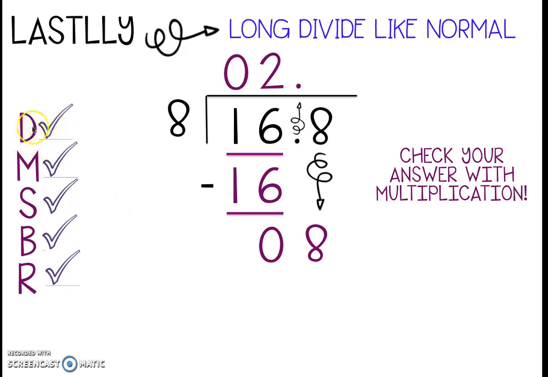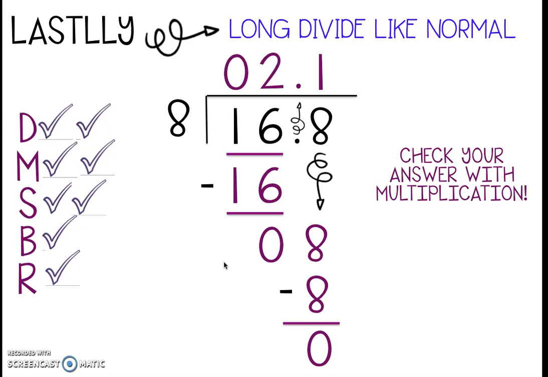So we're back up here at the top with divide. 8 goes into 8 one time. We're going to multiply. 1 times 8 is 8. Then we subtract again, and we get 0. Now, there's nothing else to bring down. There's nothing else to repeat. So 0 is our remainder. Our final answer is 2.1.